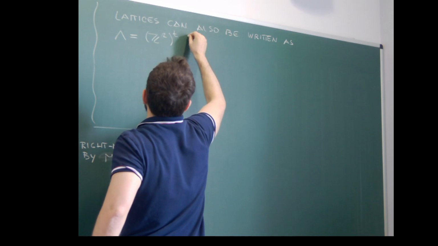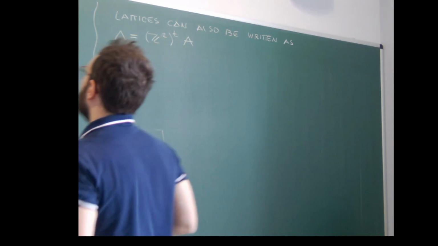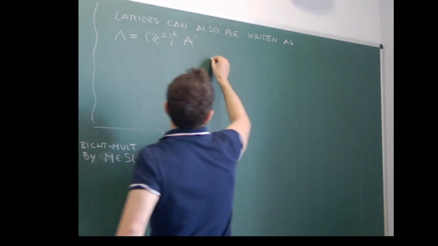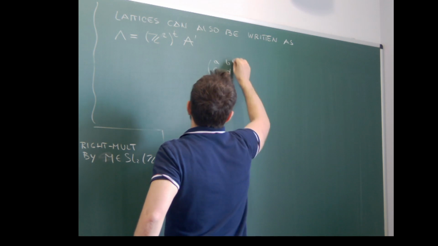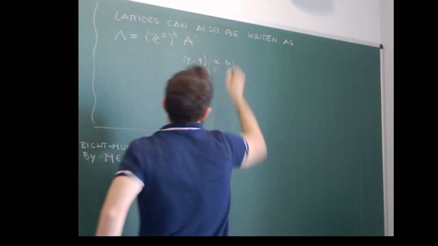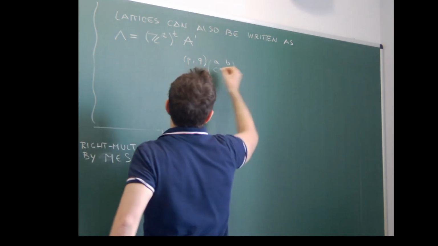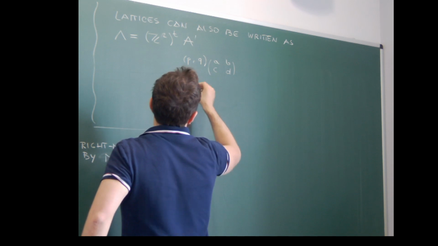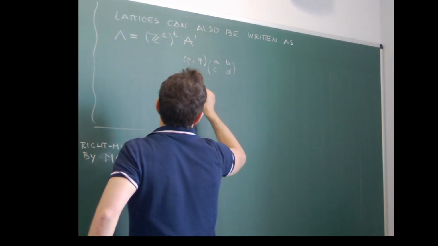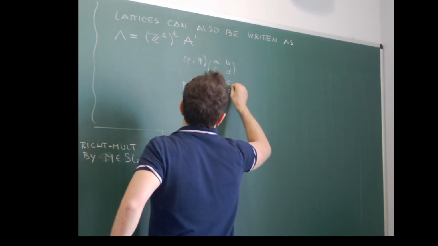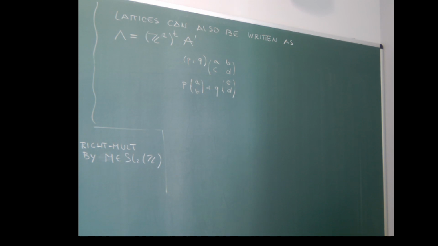as lambda equals Z2 transpose times a different matrix, say A prime. Okay, so you take a matrix A, B, C, D, and then you have P, Q here, and this again defines a lattice. Okay, but now your lattice will be something of the form P(A, B) plus Q(C, D). Okay, so it's just a different way of writing lattices. So this is the usual way, but one can also do it in this way.